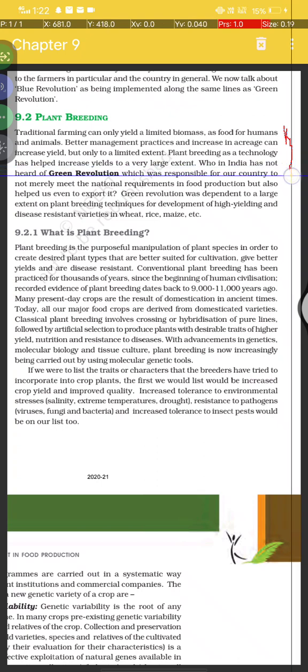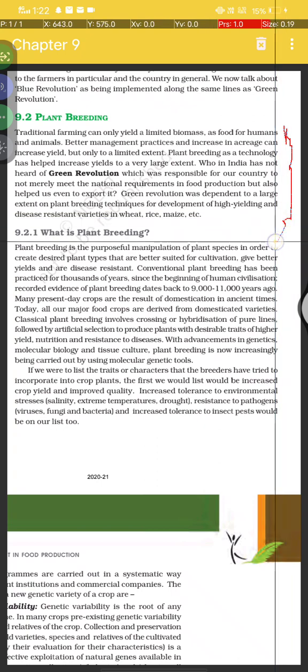Who in India has not heard of the green revolution, which was responsible for our country not merely meeting the national requirement for food production, but also helping us export. The green revolution was dependent to a large extent on plant breeding techniques for development of high yielding and disease resistant varieties of wheat, rice, maize, etc.